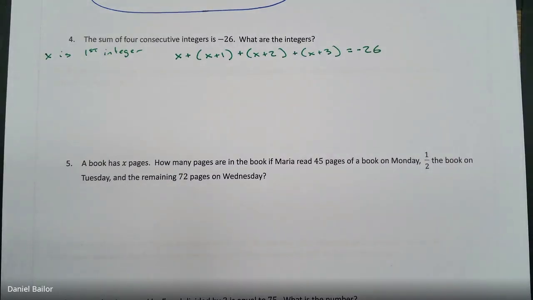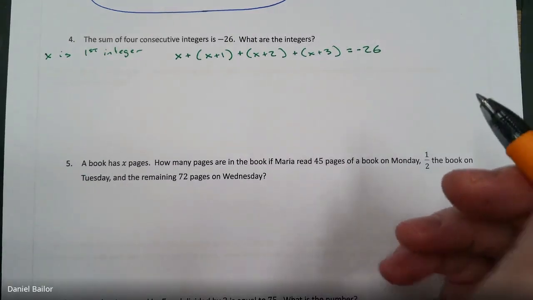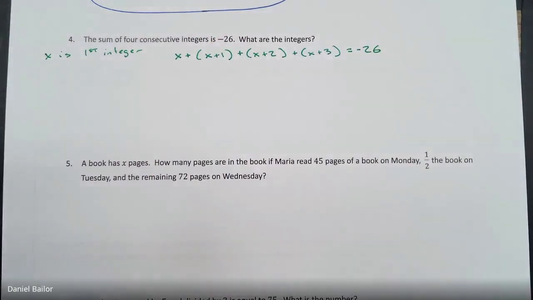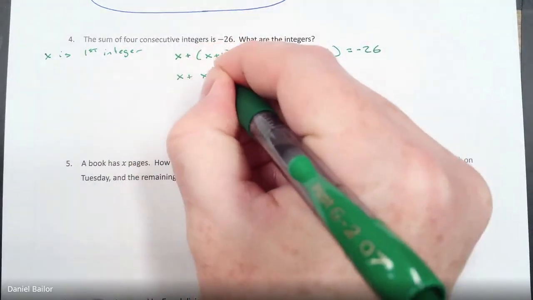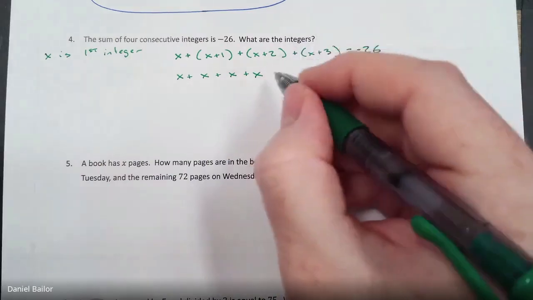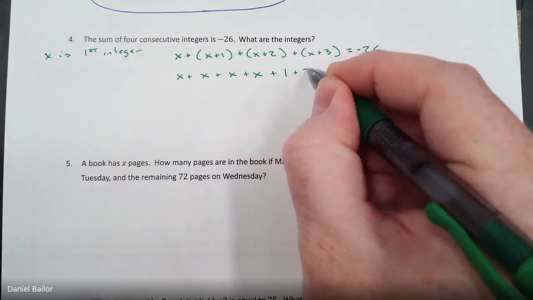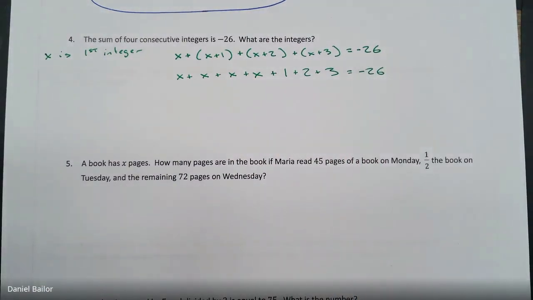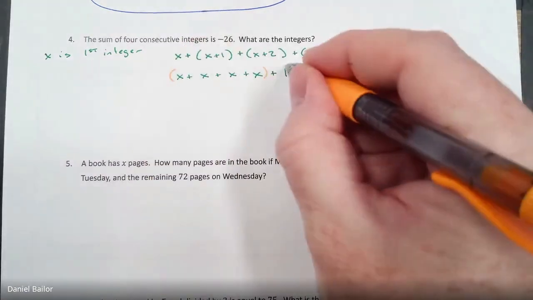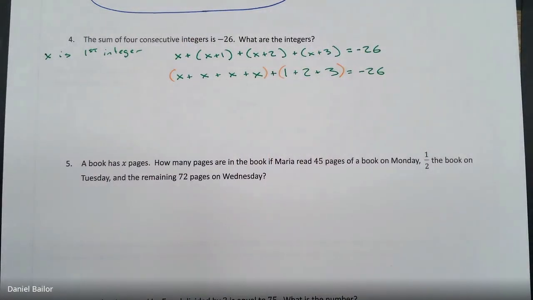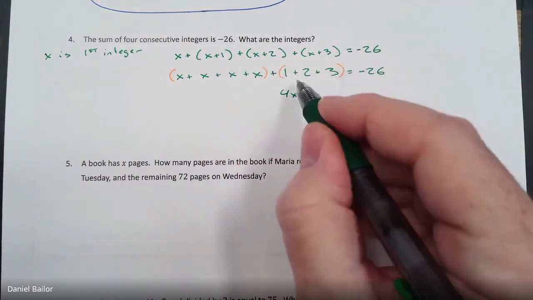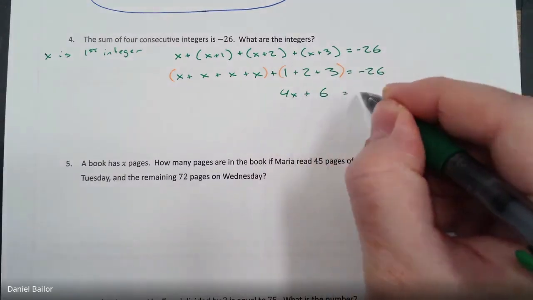Next thing I'm going to do, I'm going to simplify my equation. I'm going to actually use the commutative property because everything is adding. I'm going to move everything around. So I'm going to get the x's, x plus x plus x plus x. And then I'm going to get the constants, 1 plus 2 plus 3 equals negative 26. Next step, I'm going to use the associative property and choose what I want to add first. The 4 x's, x plus x plus x plus x gives me 4x. 1 plus 2 plus 3 gives me 6.